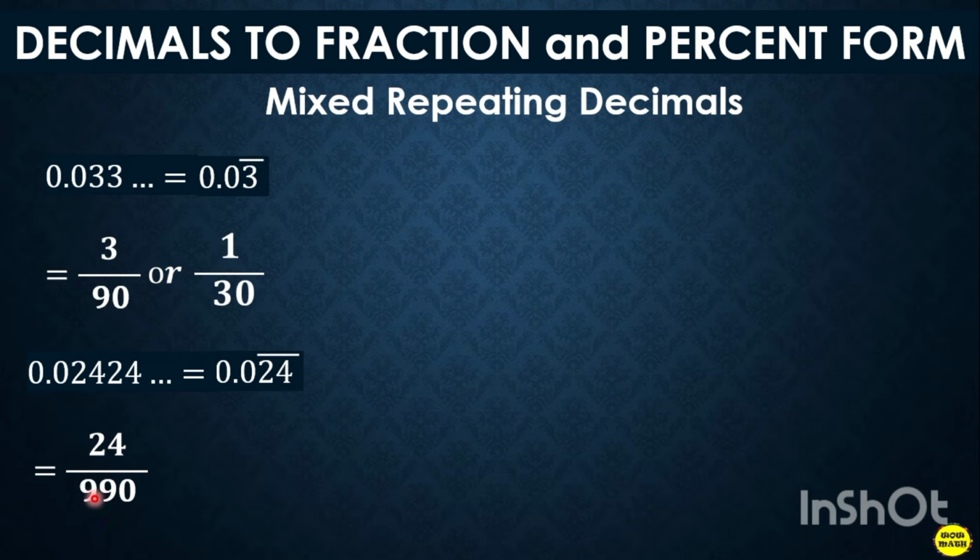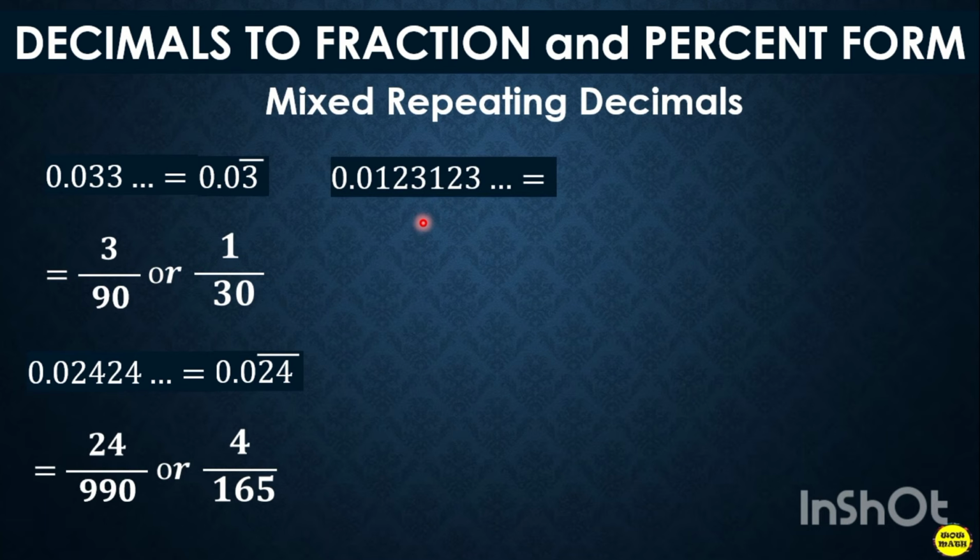2 yung repeating digit, isa yung non-repeating. For every non-repeating, lagi pong 0. Okay? For every repeating, 9 po yun. So, lowest term pa natin to, that is 4 over 165.